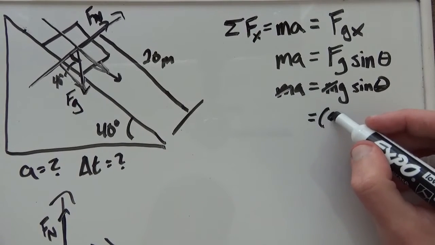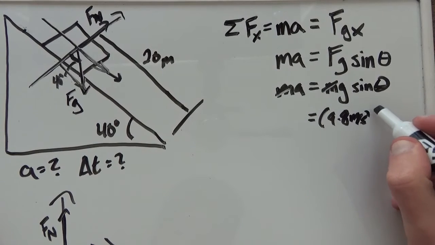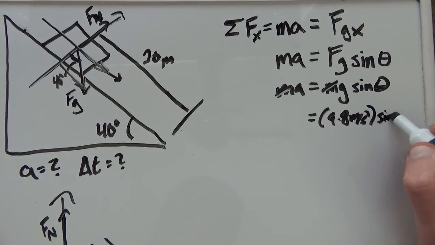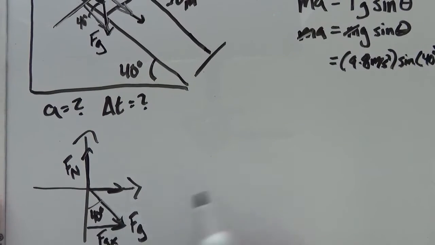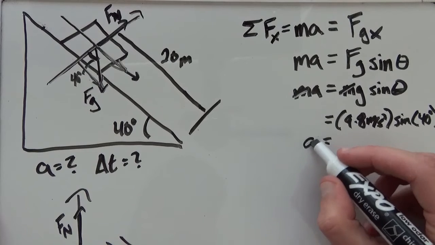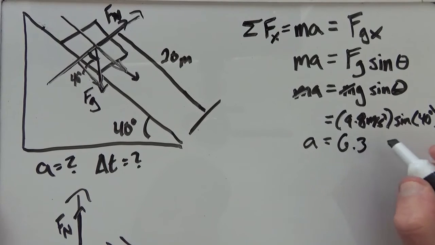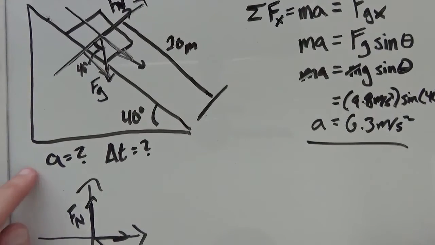So for g, I'll be using 9.8. I believe the answers in the book use 10 for simplicity, but I'll be using 9.8 because 9.8 is good. And our theta is 40, just that angle right there. So 9.8 times the sine of 40 is 6 point something. 6.3. So our acceleration is equal to 6.3 meters per second squared. That's step one, we got acceleration.